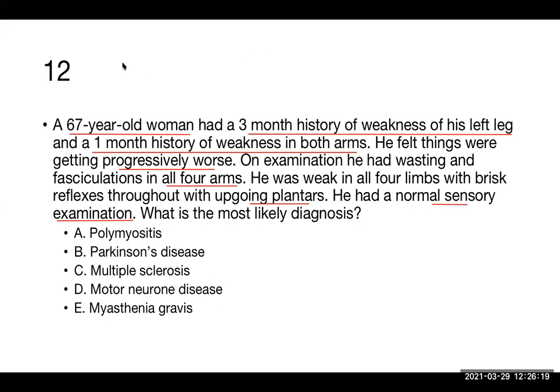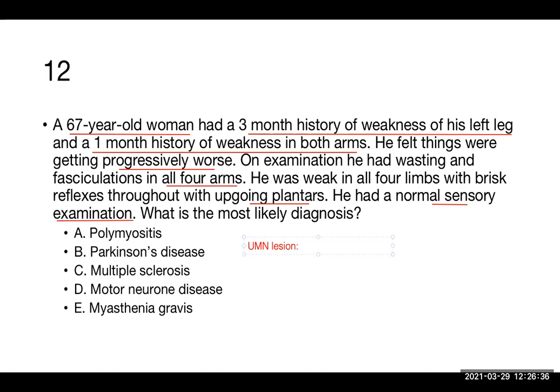Now, let me take this opportunity to teach my students, if somebody is still confused regarding this, what are the features of upper motor neuron and lower motor neuron lesions? So please pay attention. UMN lesion.